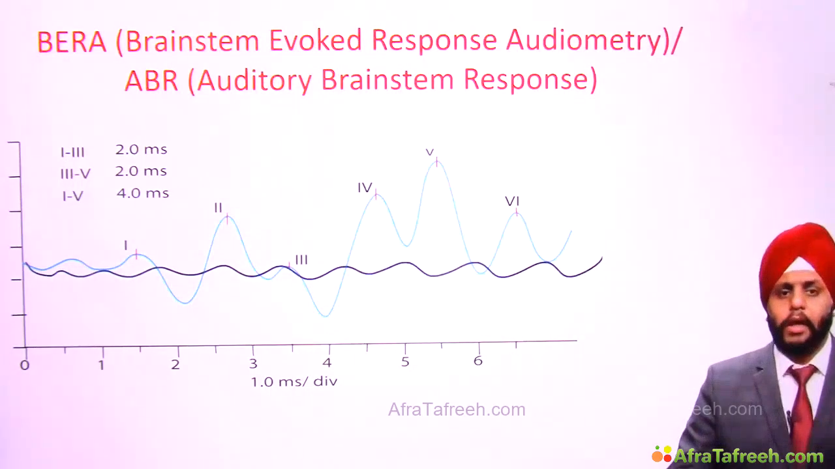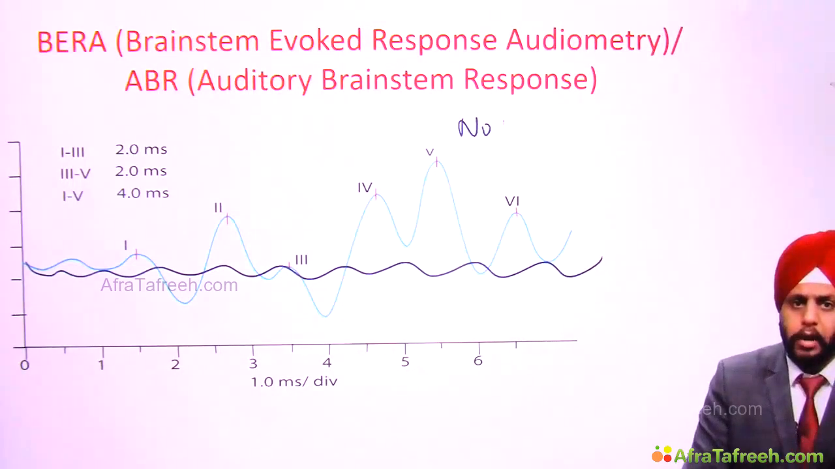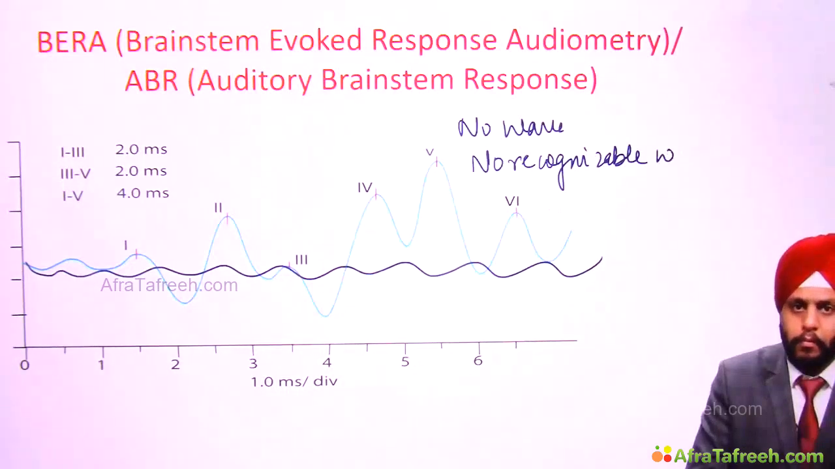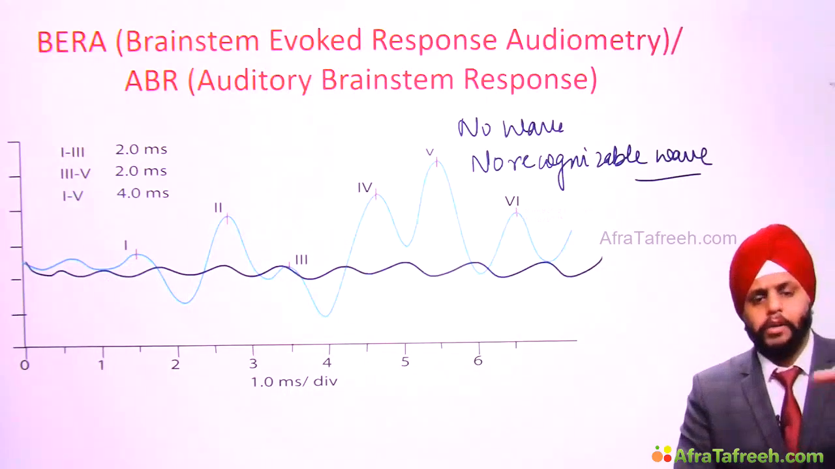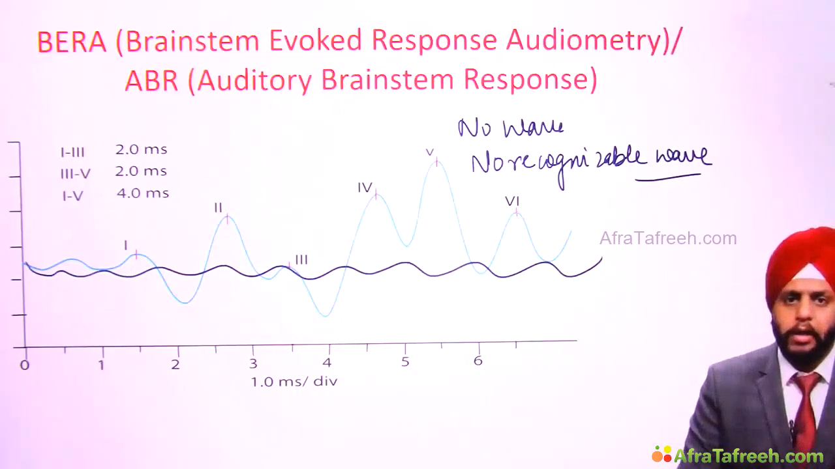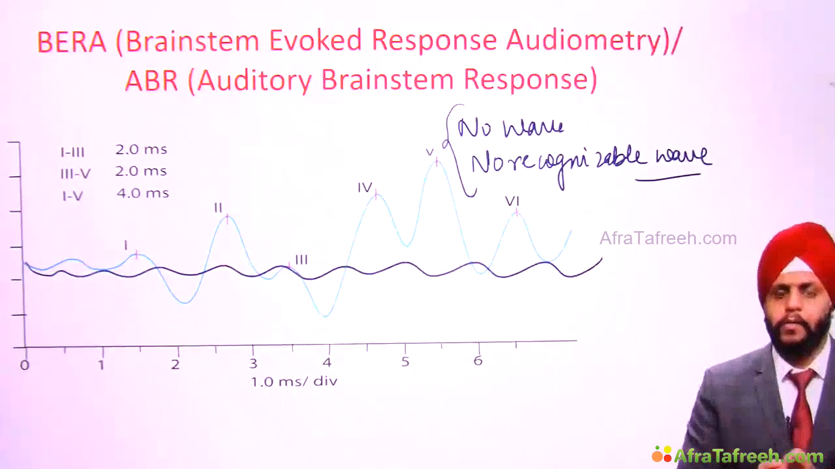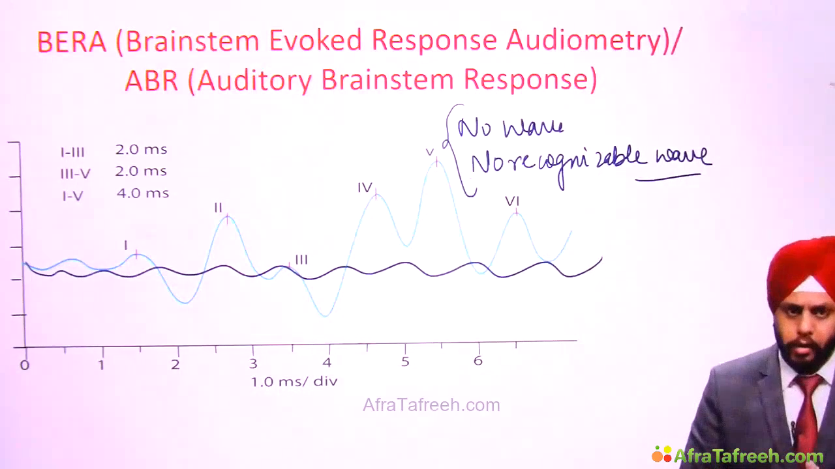So the examiner may say there is no wave, or the examiner may say there is no recognizable wave. That means the same thing. He may draw a diagram like this, which also means no recognizable wave, and that means it's a cochlear hearing loss because even wave 1 is absent. Now, if he says wave 1 is present and the remaining waves are not recognizable, it's a retrocochlear hearing loss.